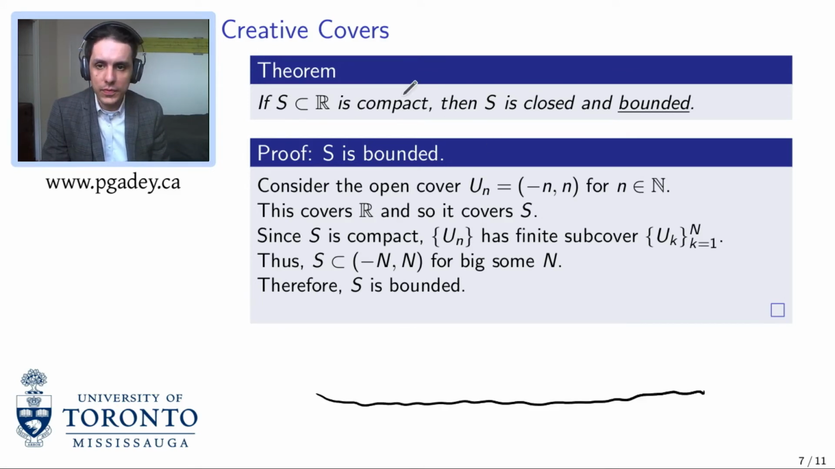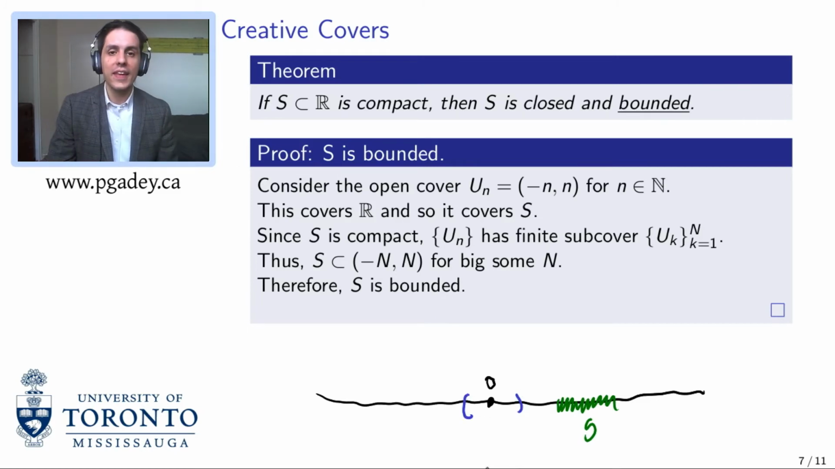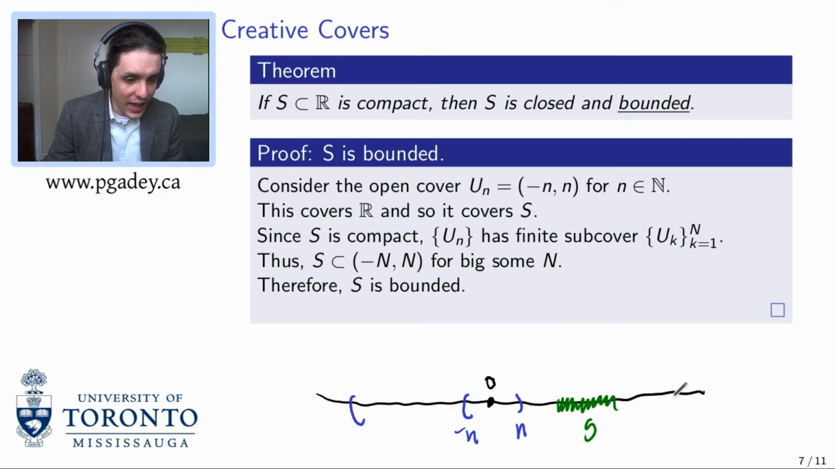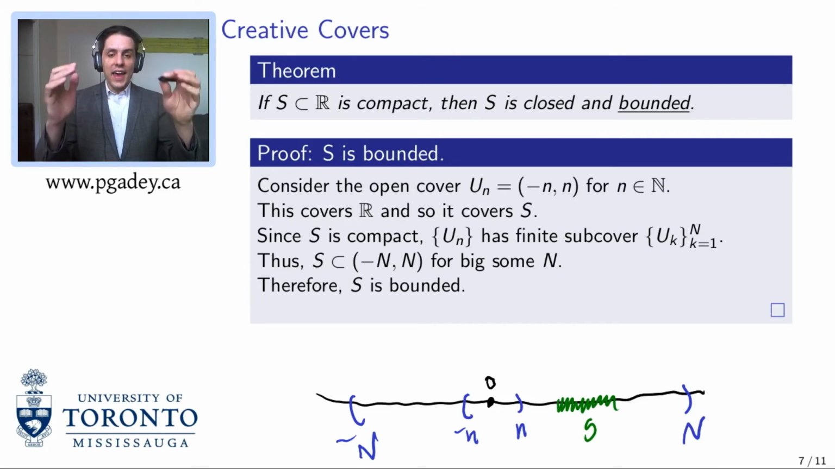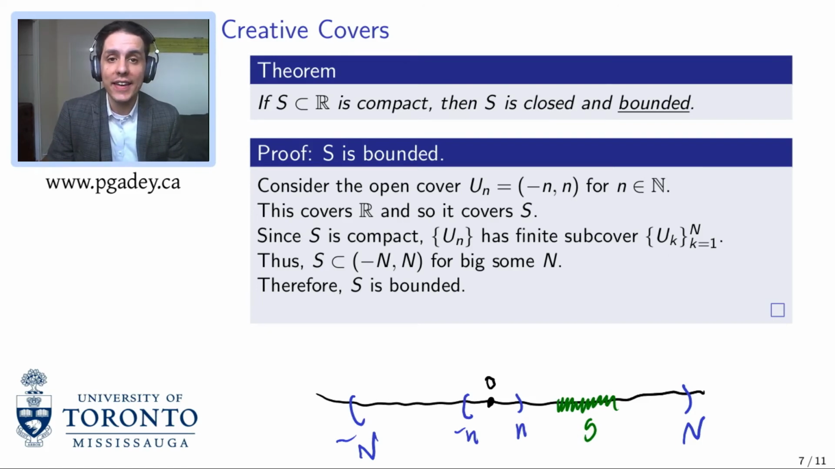We have the real numbers. We have some compact set here, S. We have the origin 0. And now we're going to build a cover that detects that S is bounded. So here we go from -n to n. And when n is really big, we're going from -n to big N. And so if we have a finite subcover, there's going to be some big N that will contain our set S. So this cover, when you pick a finite subcover, gives us a bound on our set S.